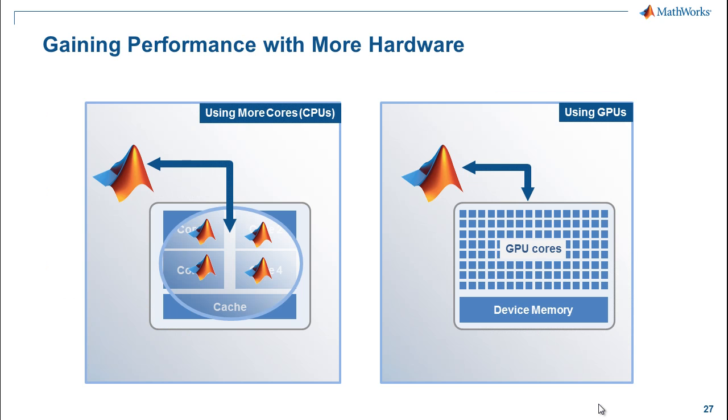Now, another way of using parallel computing is to use GPUs. So if you have a multi-core CPU, multiple processors, Parallel Computing Toolbox enables you to use all of those, but it also enables you to communicate with GPU cores and make use of GPUs.